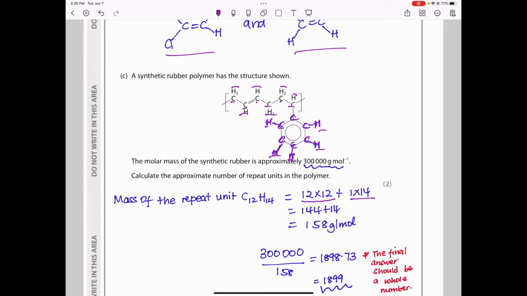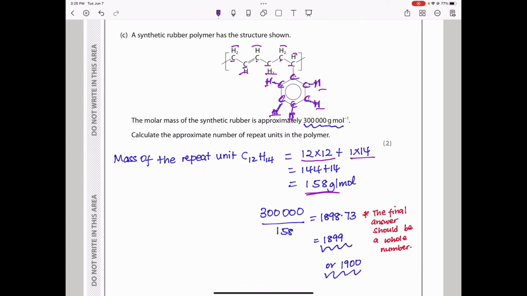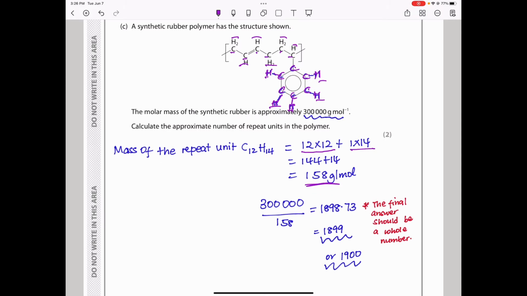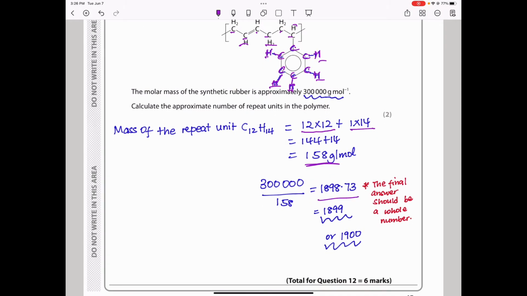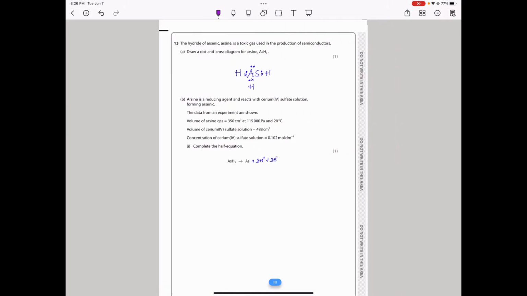We see that, and combining the two, we get 158 grams per mole. This is per repeat unit. It means to find the number of repeat units, we're going to take the total molar mass, which is 300,000 grams per mole, divided by 158. This brings us to 198.73. Of course, we cannot have half of a repeat unit, so we just round it off to the nearest whole number, which is 1899. Actually, they allow it if somebody even said 1900, but I recommend this because it's closer to the actual number. Let's go to question 13.